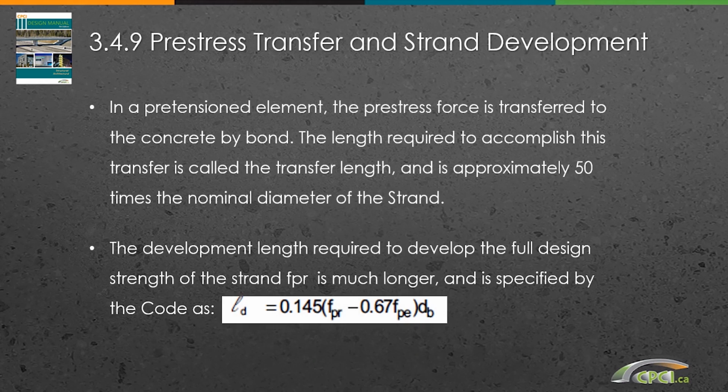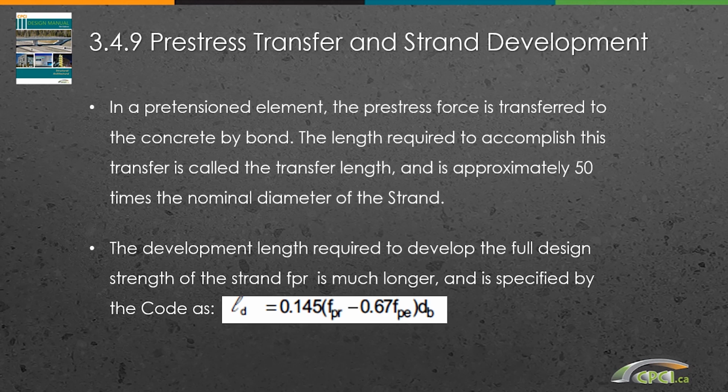We know that strands in a beam or in a slab need some room to be transferred. It's actually transferred the force in the strand by bond to the concrete, and that length that needs to be provided to the strand to transfer its force is usually 50 times the nominal diameter of the strand as a rule of thumb.